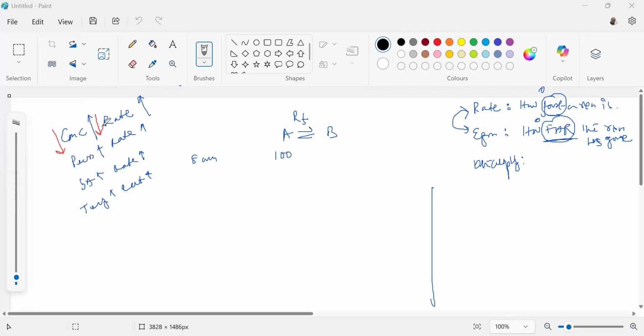So concentration, if it is more, the rate will be more. Concentration decreases, the rate will be less, right? Now, suppose you have gone to the lab around 8 a.m. and you have started with 100 A. So at the start, this is the rate I'm drawing. This is the time, right?